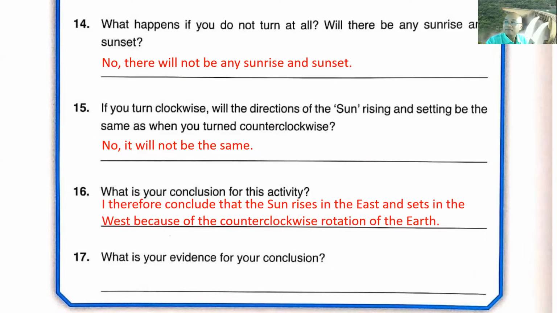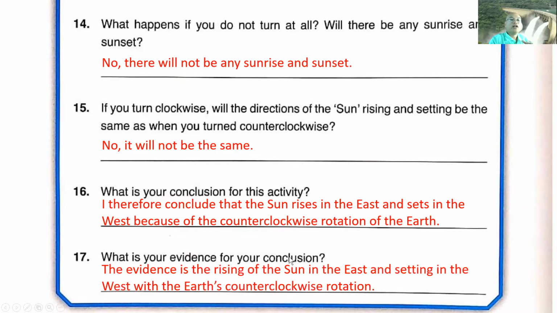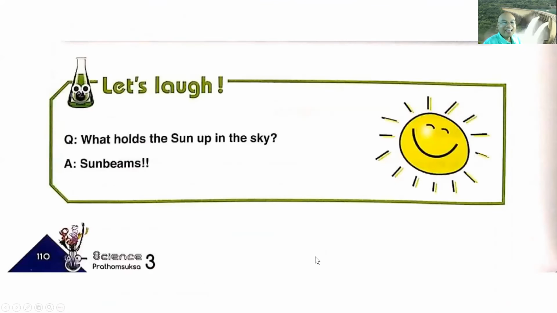Here is my answer. I therefore conclude that the sun rises in the east and sets in the west. Why? Because of the counterclockwise rotation of the earth. And what is your evidence for your conclusion? Well, the evidence is the rising of the sun in the east and setting in the west with the earth's counterclockwise rotation.